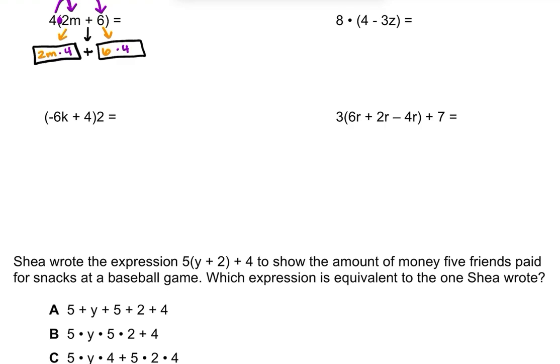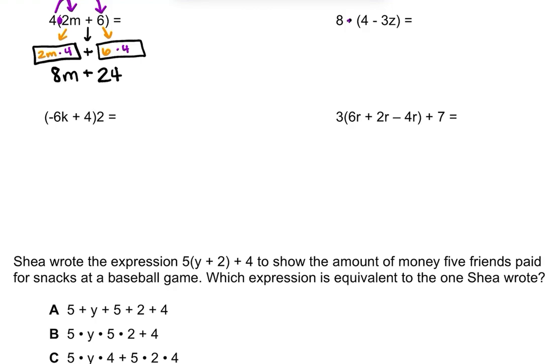Once that is done, I can just solve. So when we have 2m times 4, we multiply the two numbers. So 2 times 4 is 8, and then I had the letter m, so it just goes back on there. And then 6 times 4 is normal multiplication, so 24. And then again, that plus sign in the middle does not change. And I cannot go any further because this 8 has an m, and this one does not. So we can't put those two together. We're done with that problem. So let's go to our next one.